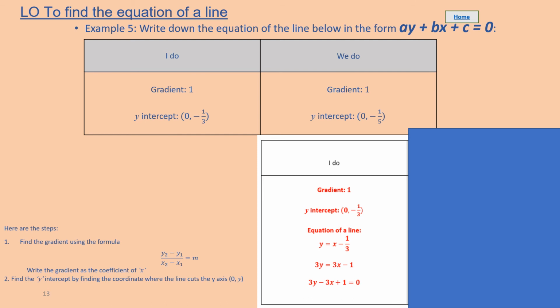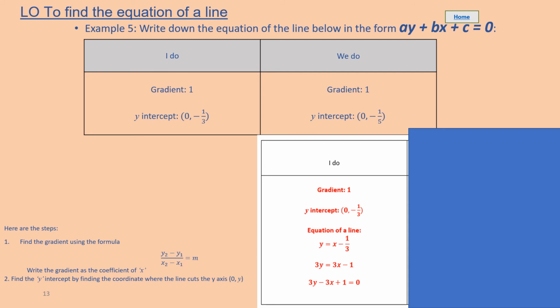So this example is slightly different. It wants you to write down the equation in the form ay plus bx plus c equals 0, where a, b and c are integers, whole numbers. So we've got the gradient and we know the y-intercept is minus a third. So the equation of the line, y equals x minus a third.